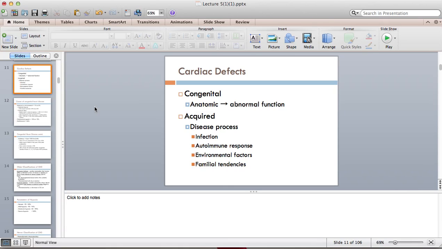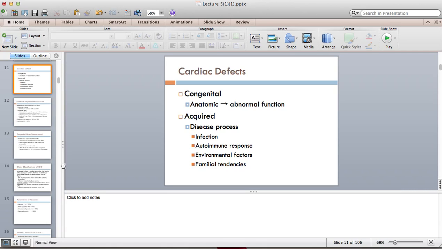So for congenital heart defects, we have cardiac defects which will be congenital, those anatomic problems that the child was born with, or they can be acquired. It could be a disease process, it could be autoimmune, it could be from environmental causes, it could be from infection, okay?